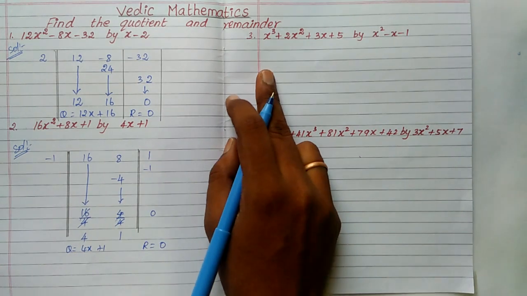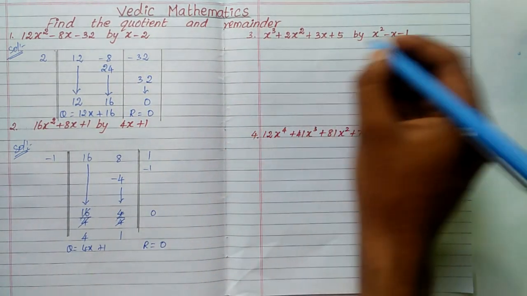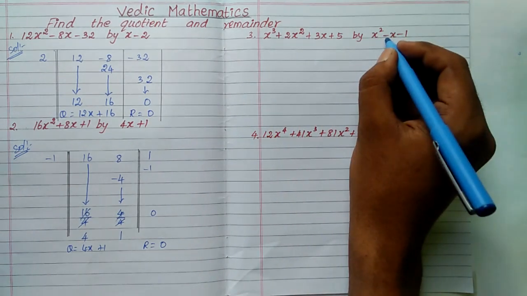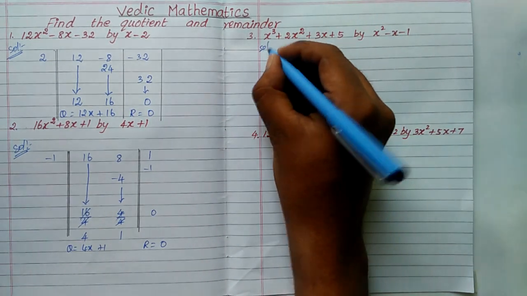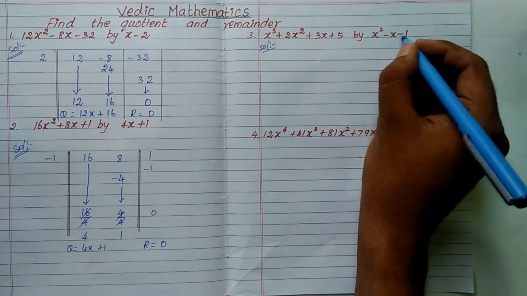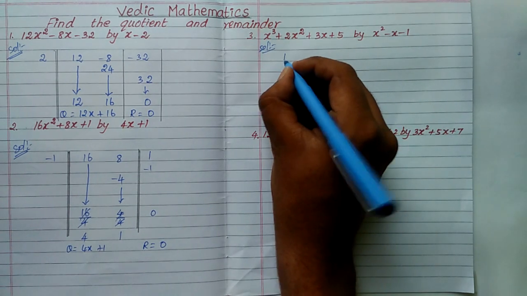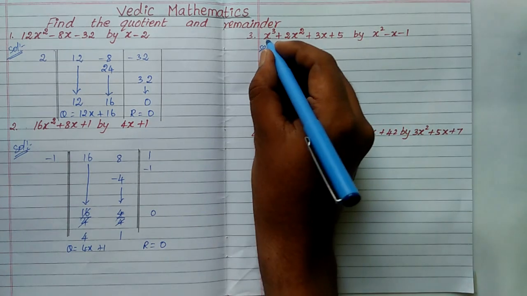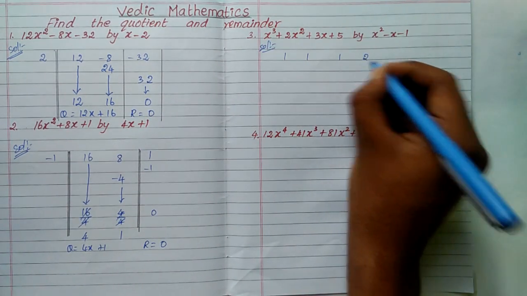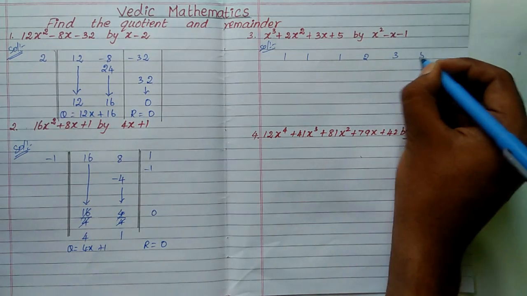Next, the third model: now cubic and quadratic, a cubic polynomial divided by a quadratic polynomial. First we take the coefficient of x square, which is 1, then minus 1 and minus 1, so we will write plus 1 and plus 1. We write the coefficients of x cube: 1, 2, 3 and 5.